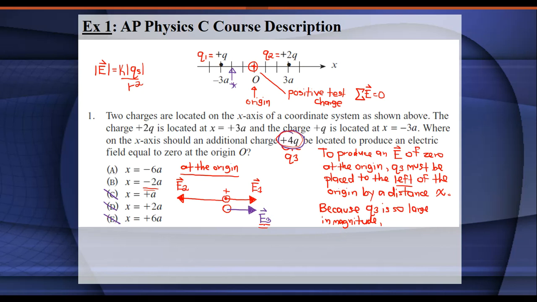So because Q3 is so large in magnitude, it will need to be further from the origin so that its contribution to the vector E3 is not too large.